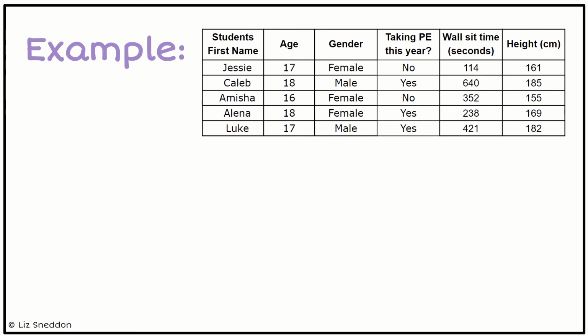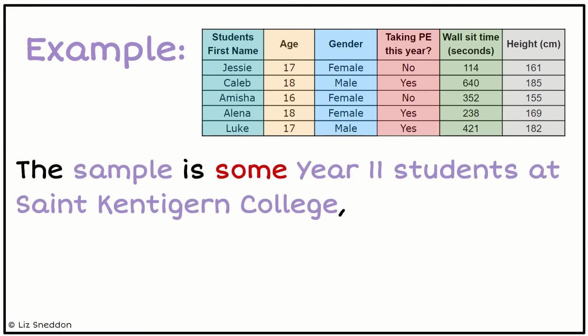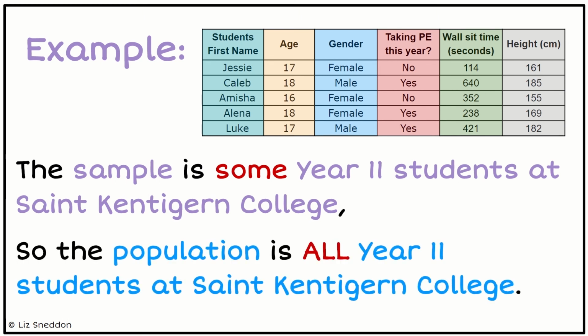So here's our example. And our first step, remember, was to choose one variable. So I might just want to choose a student's first name as the variable I'm going to investigate. I could choose their age as the variable, or gender, or PE, or wall sit times, or height. I would choose one of those variables. Then, a little reminder, this is our wall sit data, so the sample is some of our Year 11 students at St Kentigern College. So that means the population is all Year 11 students at St Kentigern College.